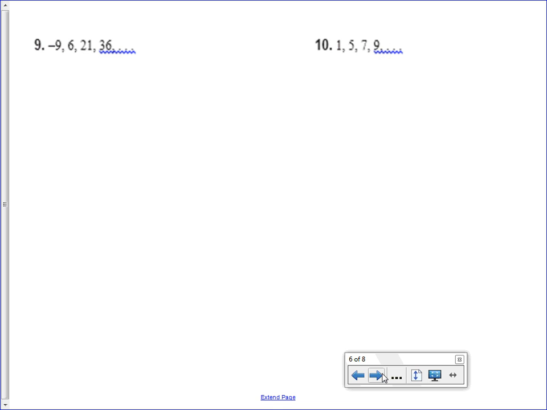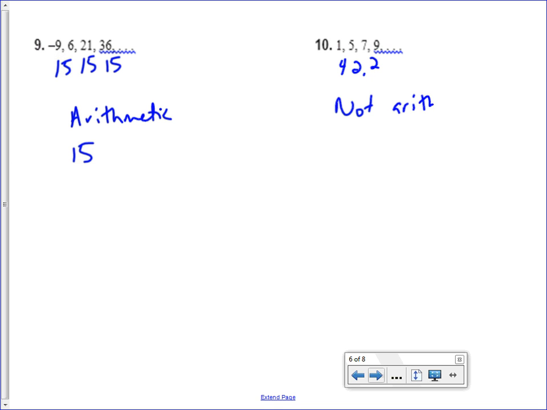You take a look at these two, see if you can figure out these two. So the first one, we go up 15, we go up 15, we go up 15. So this one is arithmetic, and our common difference is 15. Next one, we go up 4, and then we go up 2, and then we go up 2. So is this one arithmetic? The answer here would be no, not arithmetic. So again, we have to have that common difference each time.